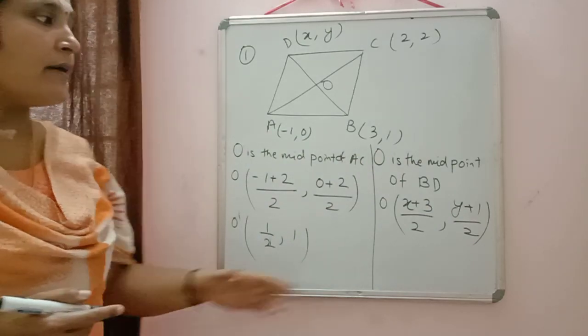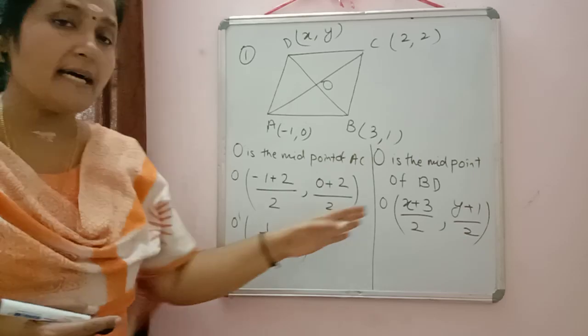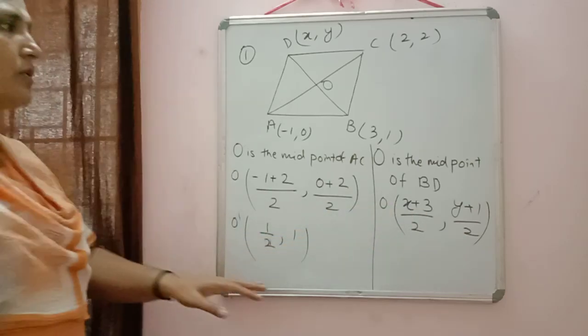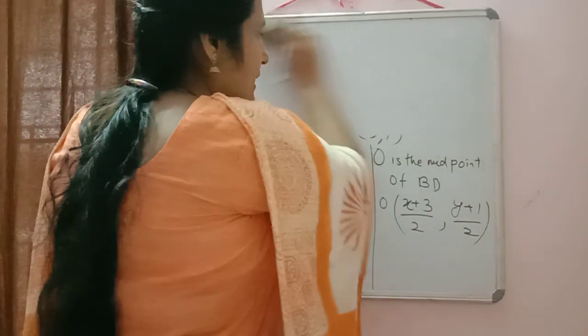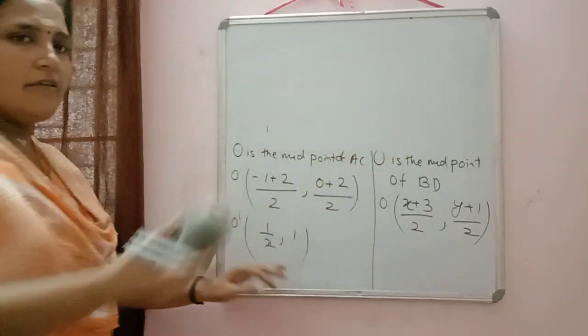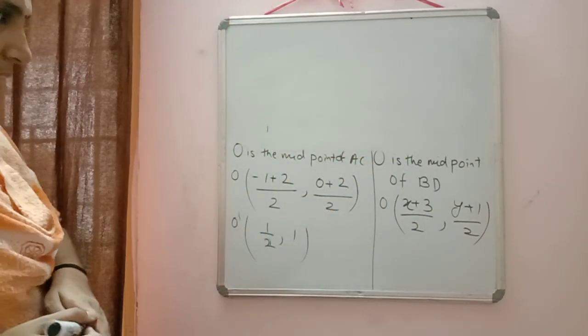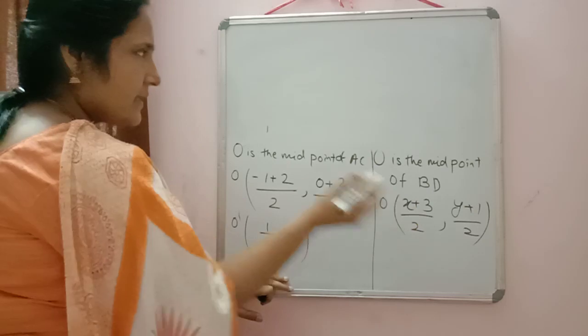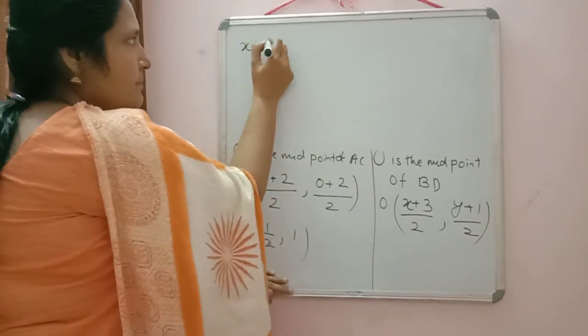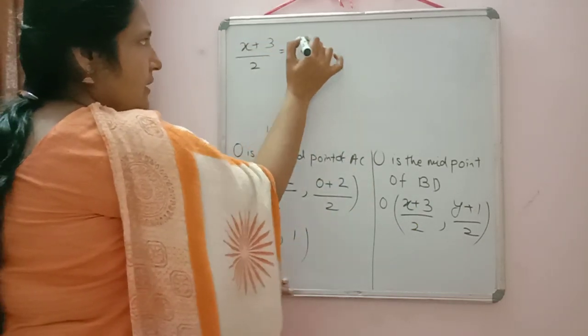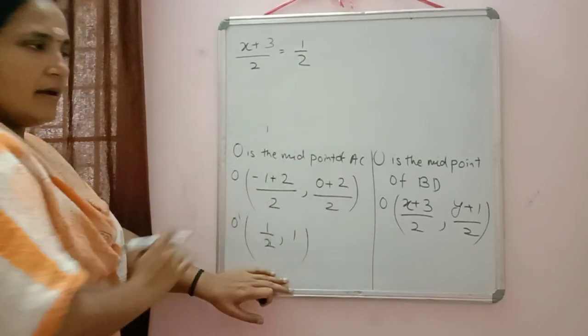So what are we getting? We are getting two coordinates of O. But O is the same point. So their x coordinate and y coordinate should be equal. Now what we will do? We will equate the x coordinate and y coordinate. Here we have the x coordinate as (x plus 3) by 2 is equal to, we are getting here, 1 by 2.